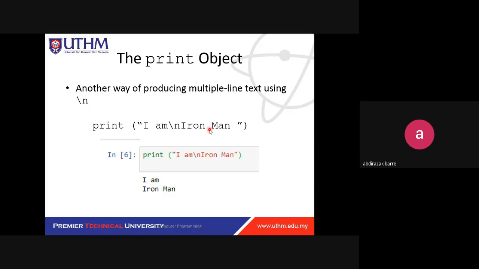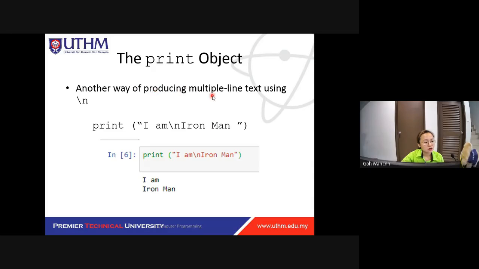Okay, so you can see this is another way to produce multiple lines. So I am \n means next line, so it will produce a next line. So in one print, you can make multiple lines. One \n, one next line.